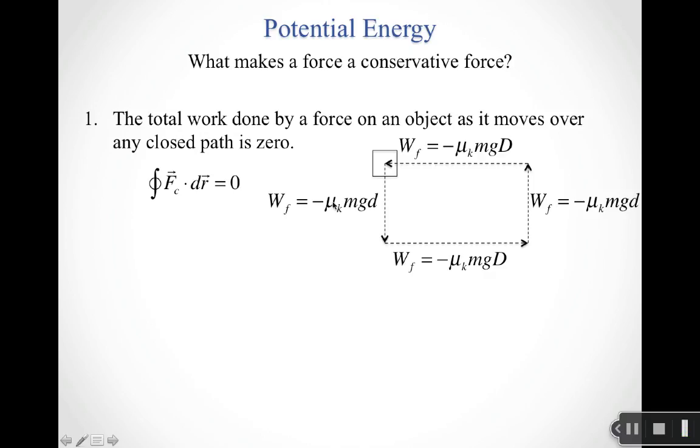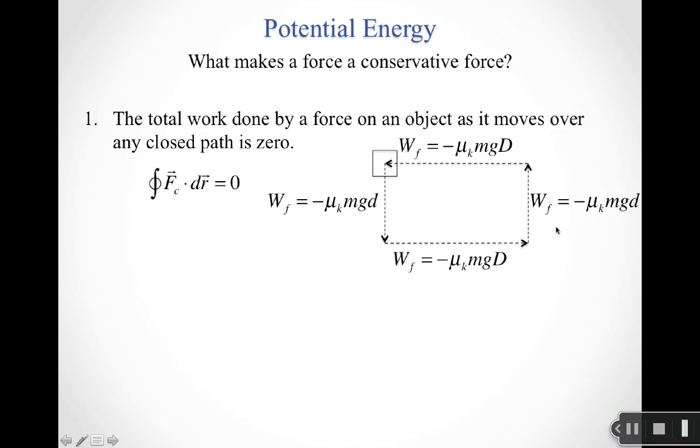So the normal is just going to be equal to the weight in this case. So mu sub k times the normal gives me the friction force. I'm moving it some distance, and the displacement and the force point in opposite directions, so that's where the minus sign comes in. So here's the work done by friction, and all that changes is that this distance I've happened to call little d.